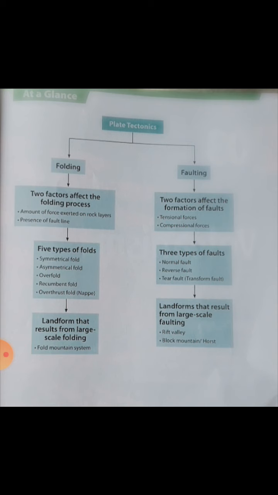Landforms that result from large scale folding: fold mountain system. Faulting: two factors affect the formation of faults: tensional forces, compressional forces. Three types of faults: normal fault, reverse fault, tear fault. Landforms that result from large scale faulting: rift valley, block mountains, horst.